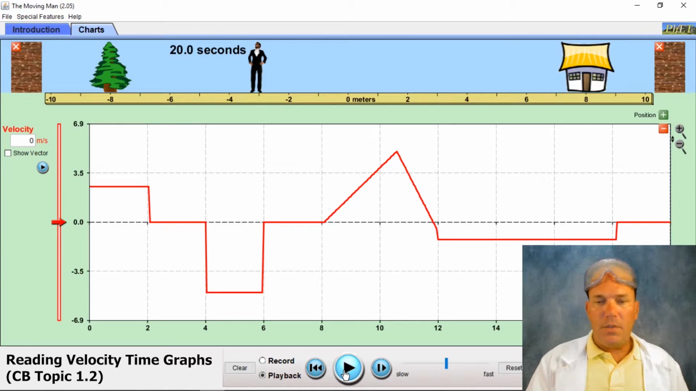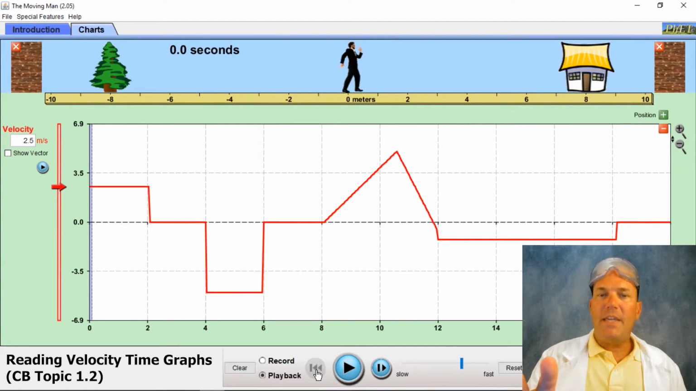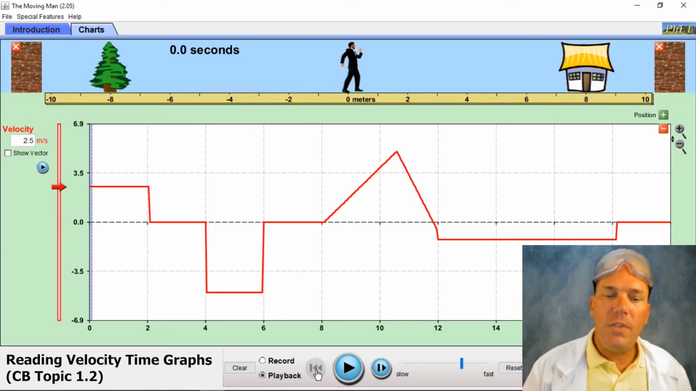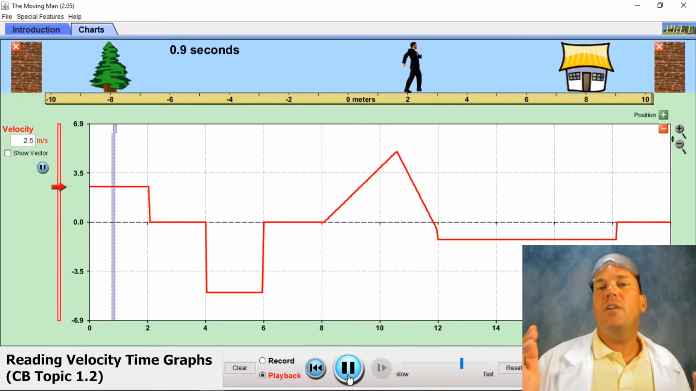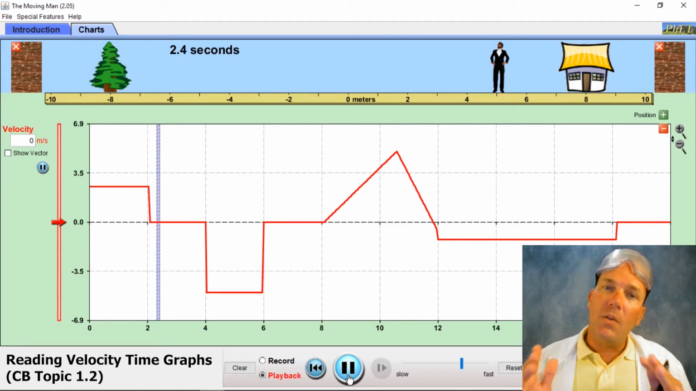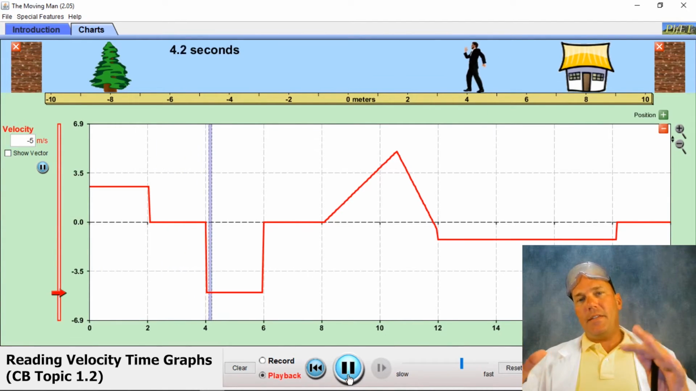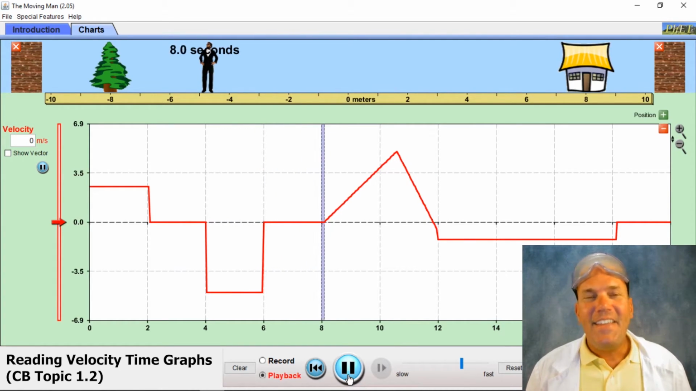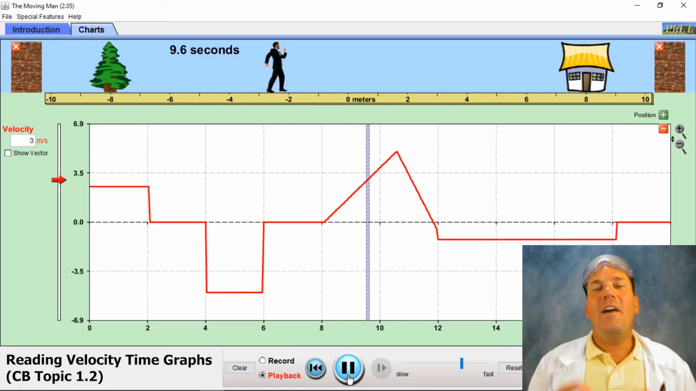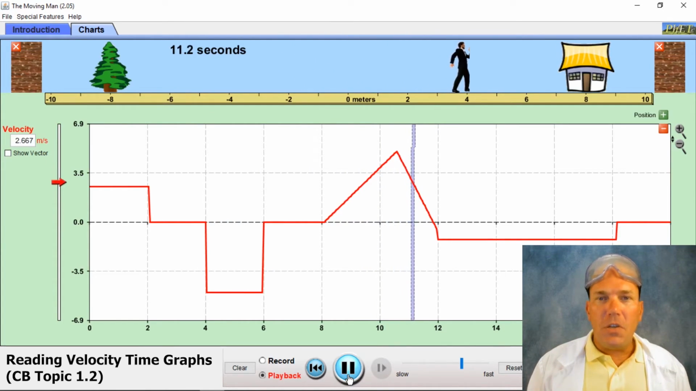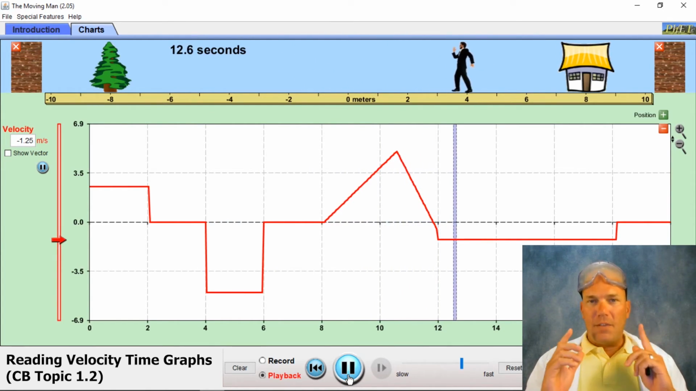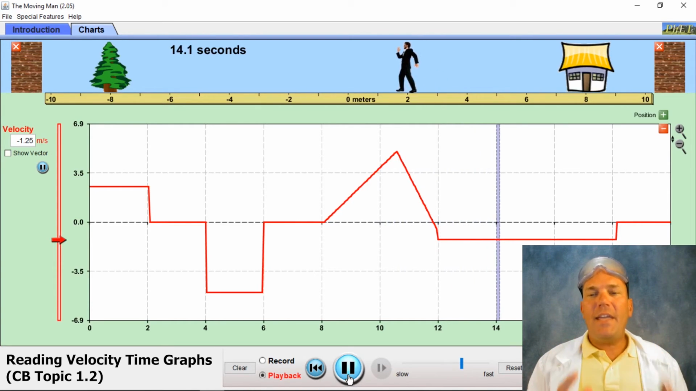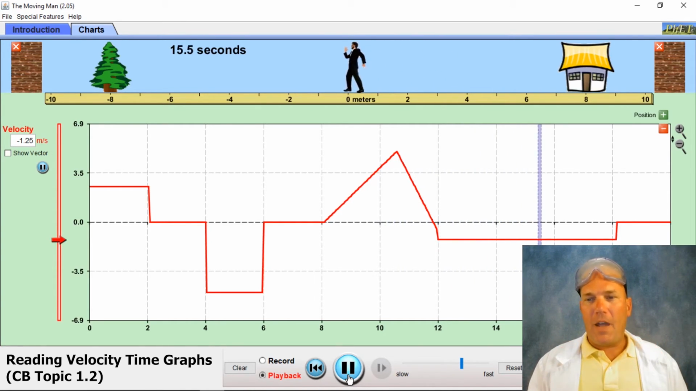Now what we're going to do is take a moment and really analyze what we can get from this graph and compare it not only to the position as a function of time graph, but also now looking at the acceleration as a function of time graph and the significance of the area under these graphs as we continue to analyze motion graphically.